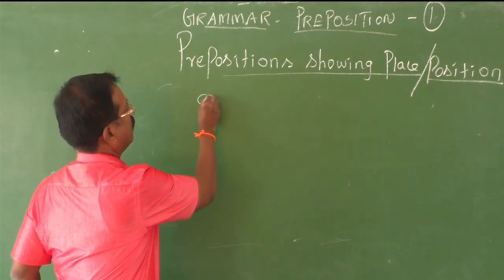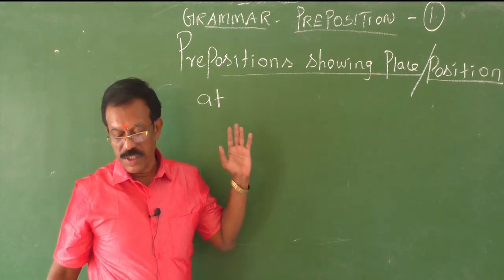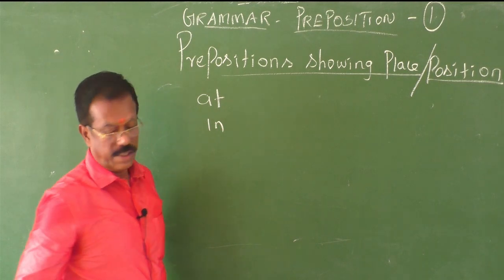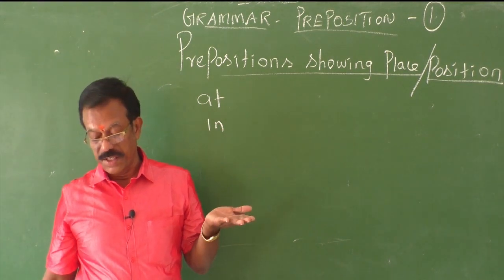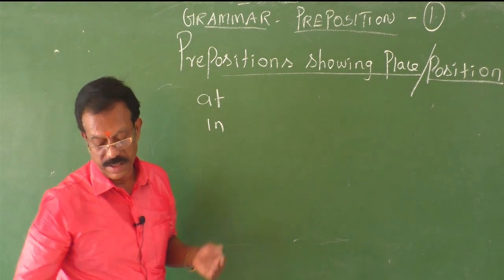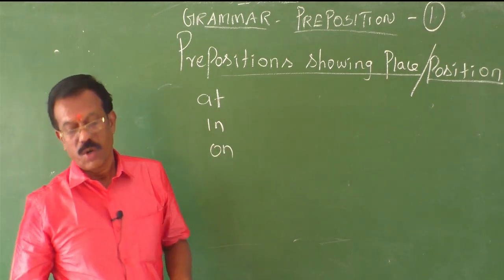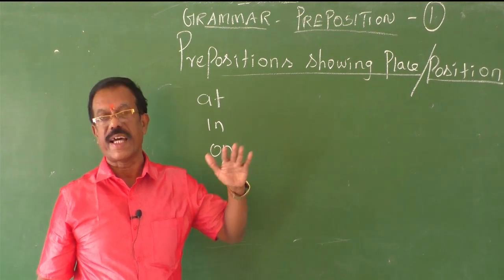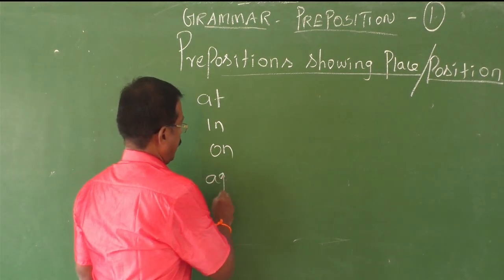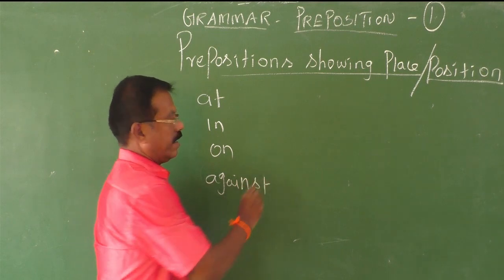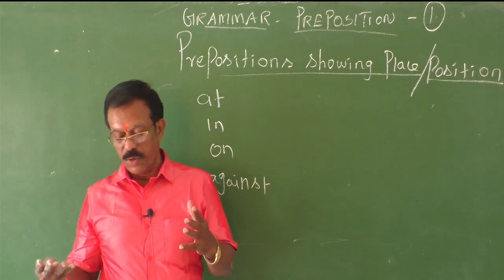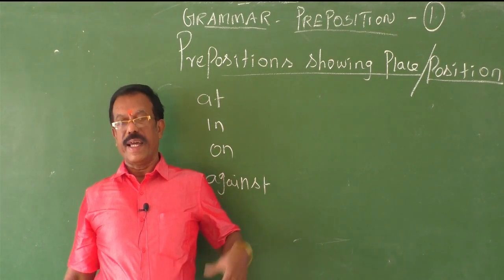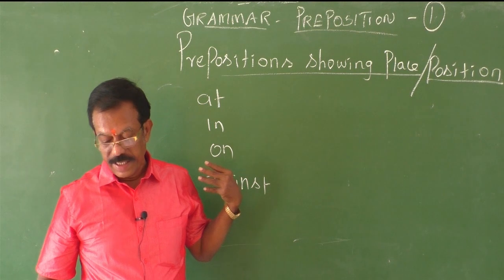See, at. It is used before small towns and villages. He was born at Melur. Then in. It is used before countries and cities. She was born in Madras. Then on. Contact with the surface. This preposition is used for contact with the surface. He sat on a chair. Then against. We use this preposition to refer to support or close proximity. He leaned against the wall. Then negative position.